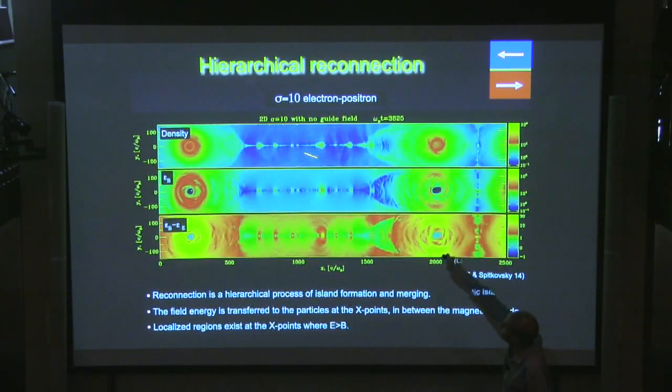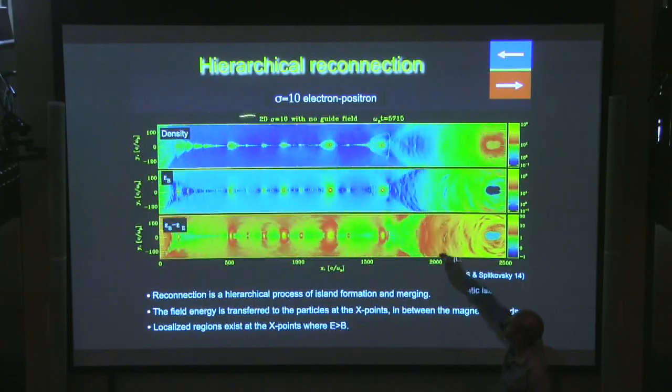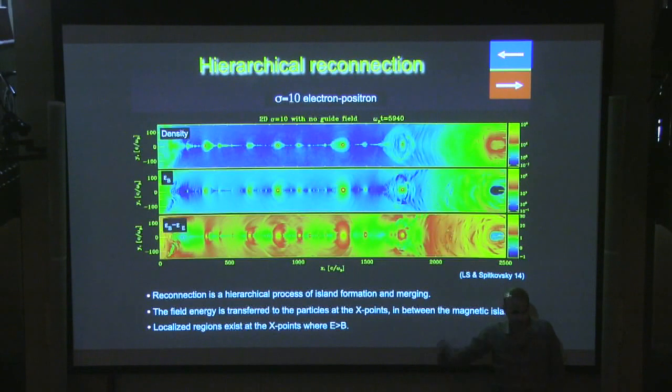And at the same time, you have the constant formation of small-scale islands inside this under-dense region. You see the process is definitely unsteady, and it's hierarchical. You have big islands and then islands on smaller and smaller scales.